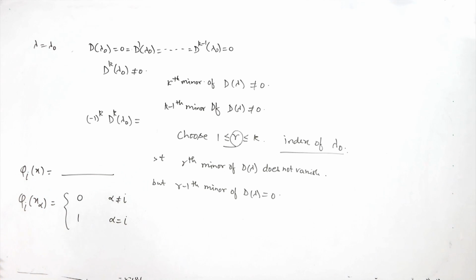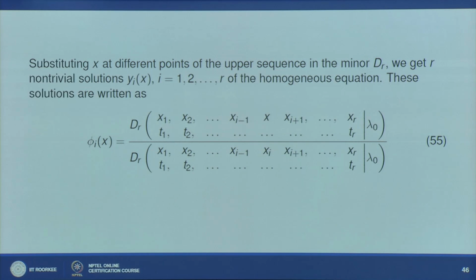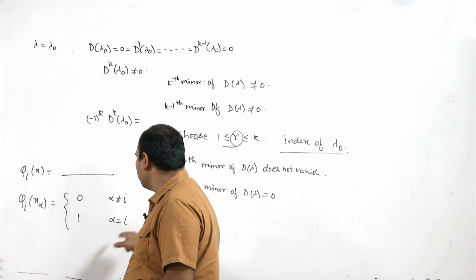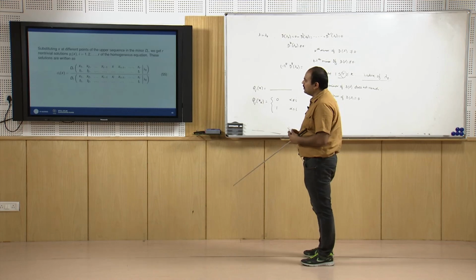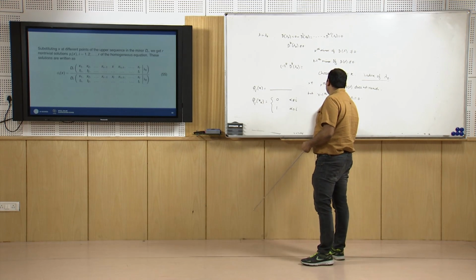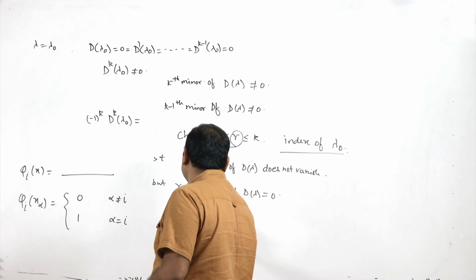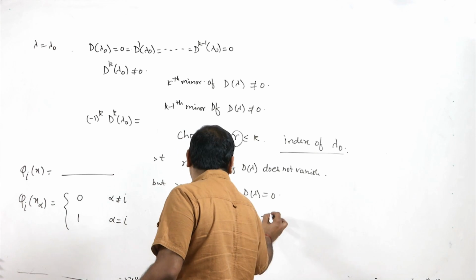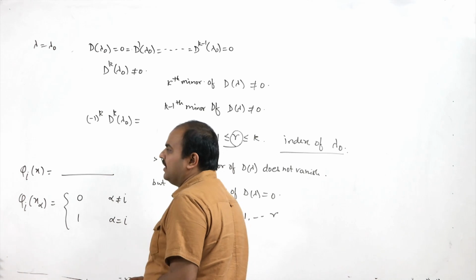So this means that these phi i x given by this have this particular property, that phi i x alpha is equal to 0 when alpha is not equal to i, and equal to 1 when alpha is equal to i. And with the help of this property you can easily check that the solutions phi i x for i equal to 1 to r are linearly independent solutions.